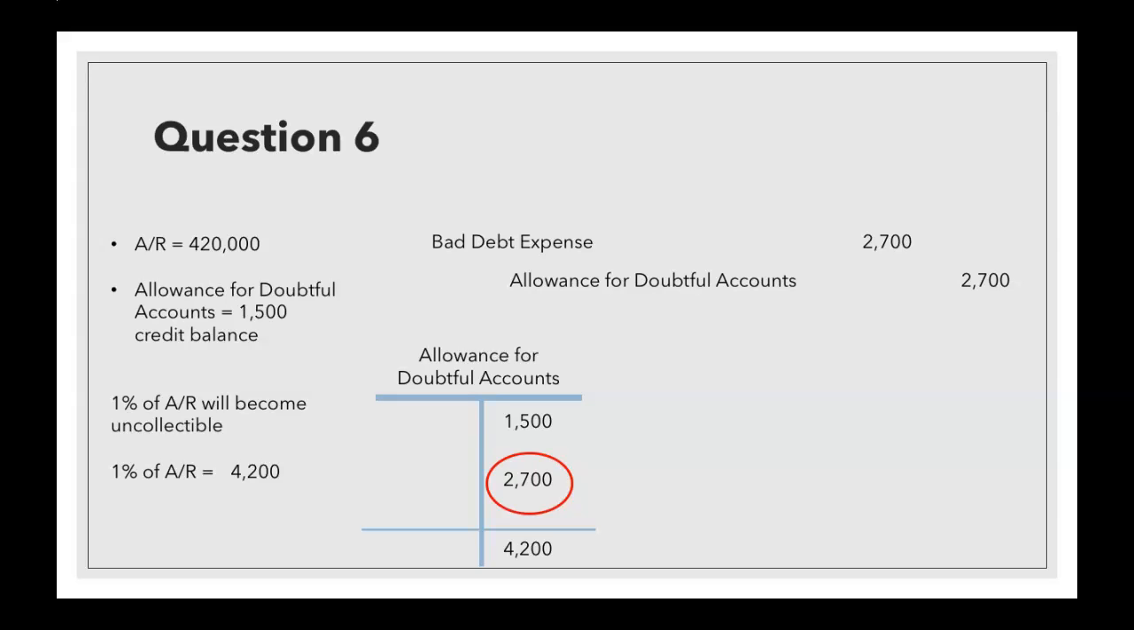Once again, we debit our bad debt expense and we credit allowance for doubtful accounts. That doesn't change just because we're doing percentage of receivables. What changes is our number, right? So it's not just the 1% that we found. It's the 2,700 that we need to credit allowance for doubtful accounts for to bring that account balance up to the 4,200.